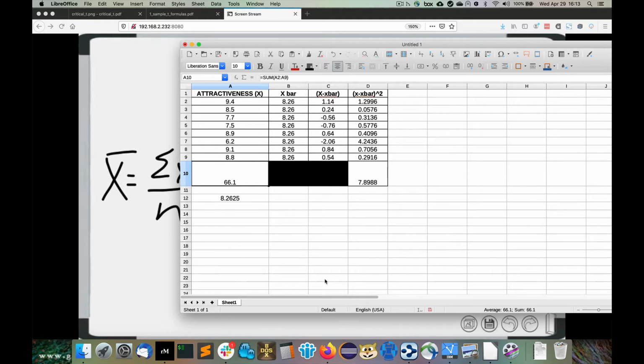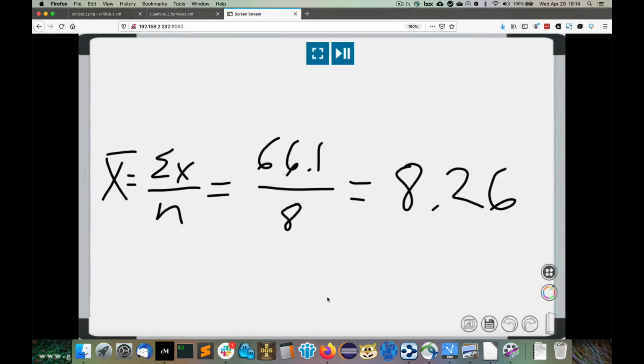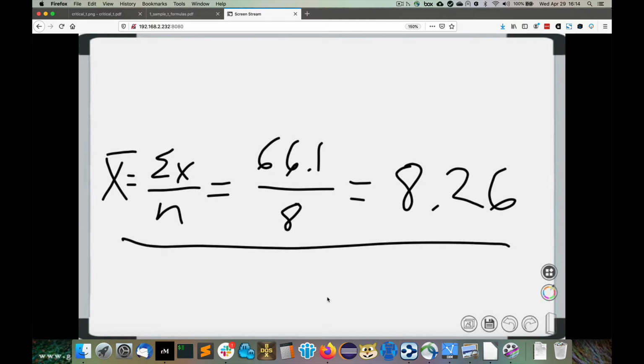So that is your mean, your x bar is equal to 8.26. Let me show that to you real quick. There you go. So that's what you should get there, and this is what you should write on the exam. Exactly this right here, with the different numbers, of course.